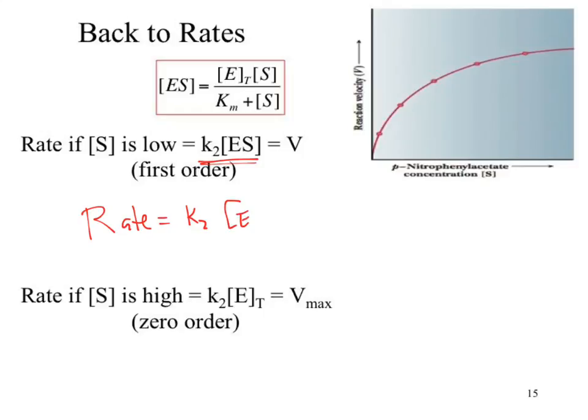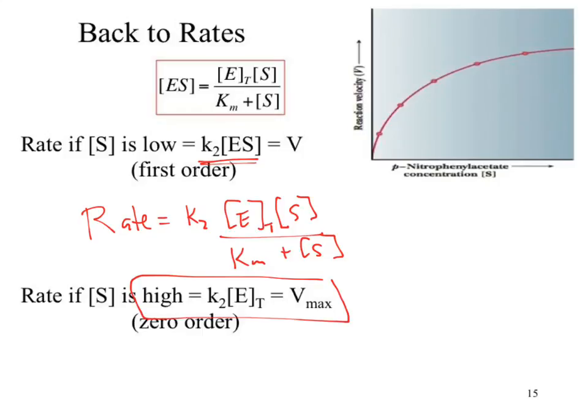ES is our enzyme total times our substrate over Km plus our substrate concentration. And if our rate is high, it's just K2 times ES. So on top of all of these symbols, for some reason, biochemists decided that the term rate was too big of a word to write out. So what did they switch the symbol for rate to? V. Kind of makes sense, because it's the velocity of the reaction.